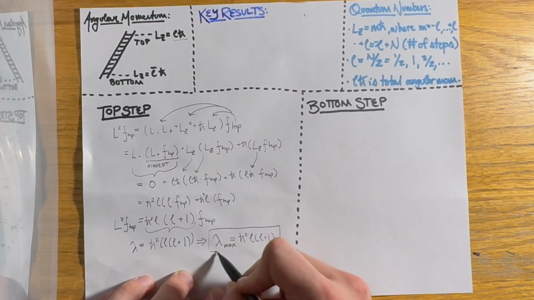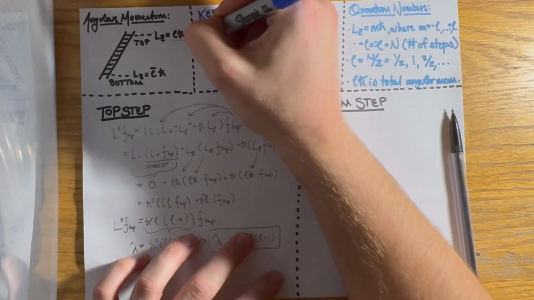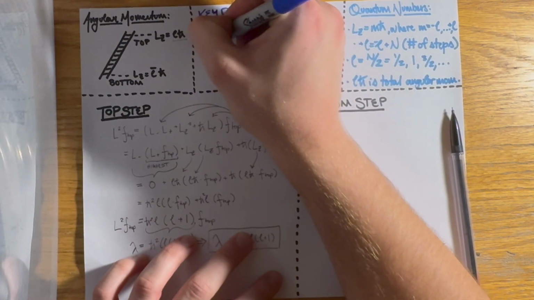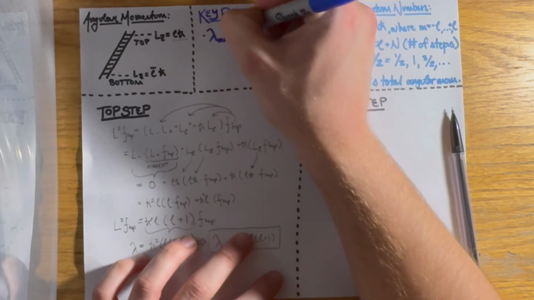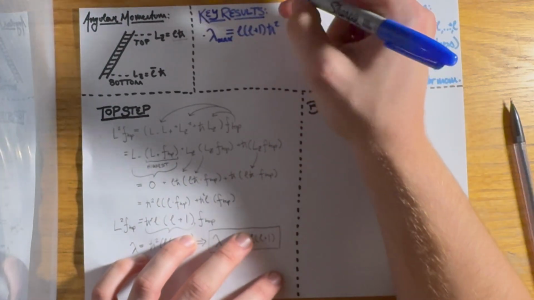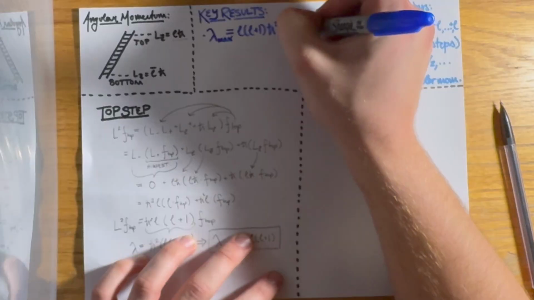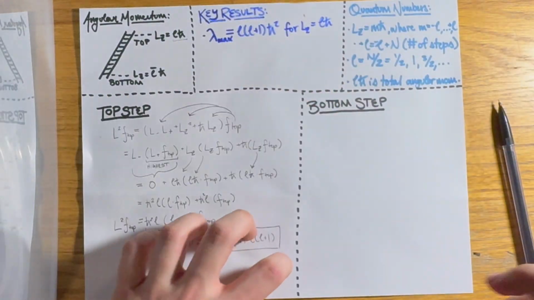So that's a lovely result that I'll box off there, and for neatness' sake, I'll write it up here in this beautiful blue color and rearrange it just ever so slightly. And this is for our Lz equals Lħ, again at the top of the ladder.